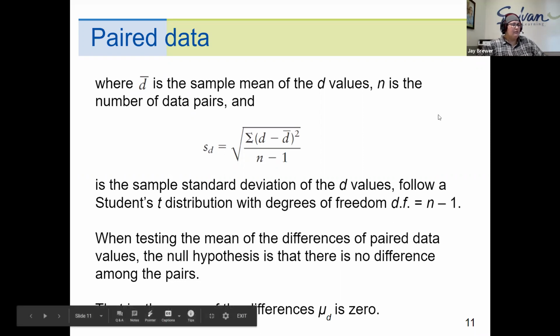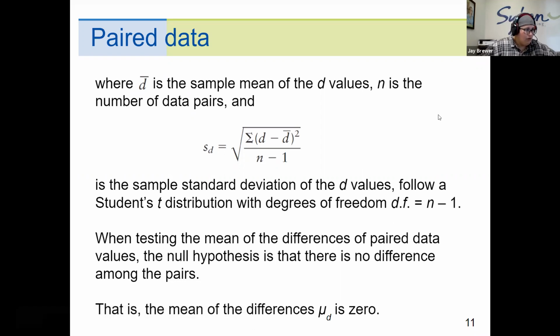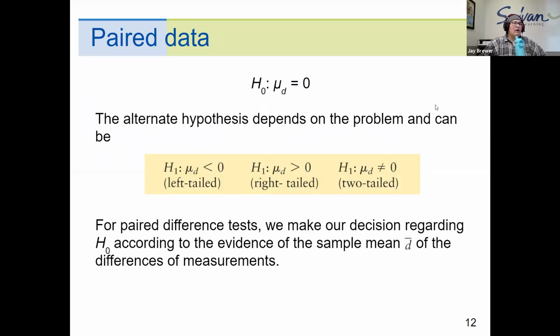When testing the mean of the differences of paired data values, the null hypothesis is that there is no difference among the pairs. That is, the mean of the differences mu sub D is 0. So then the null hypothesis will be mu sub D equals 0. The alternate hypotheses depend on the problem and can be any of the three. For a paired difference test, we make our decision regarding H sub 0 according to the evidence of the sample mean D bar of the differences of measurement.